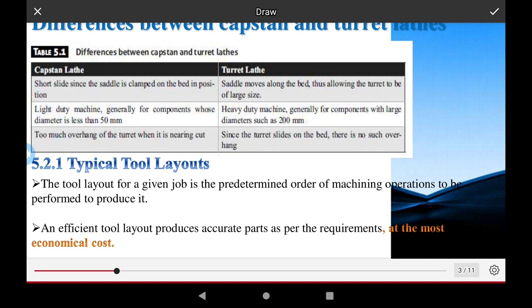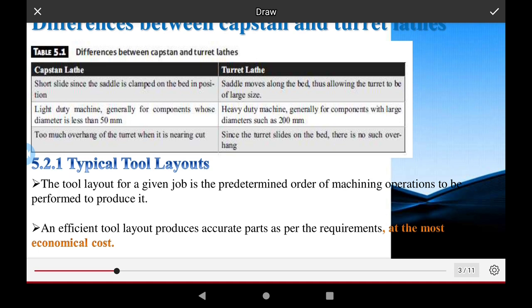There is no such overhanging. Now, the typical tool layout. Okay, the tool layout for a given job is the predetermined order of machining operations to be performed to produce it. Okay, the tool layout for a given job is the predetermined order of the machining operations to be performed to process it.